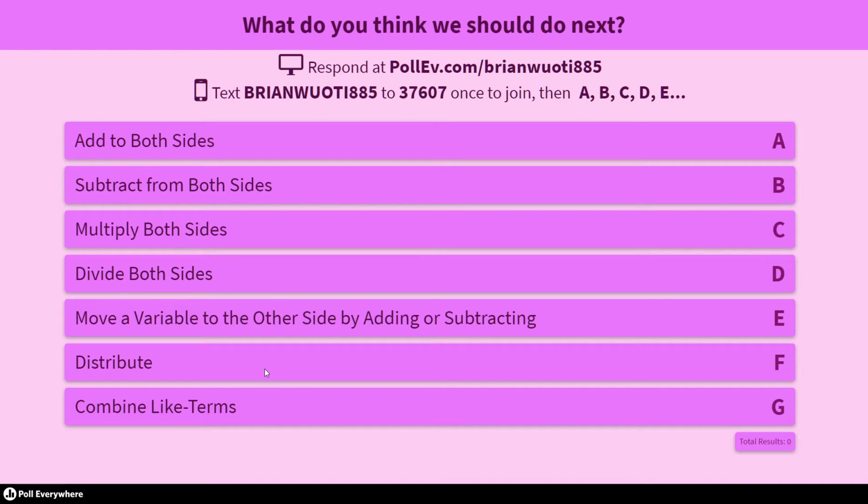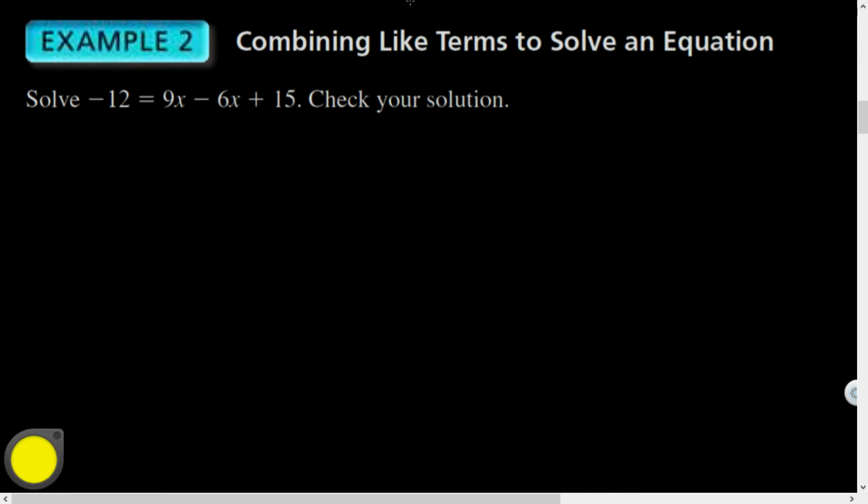Let's see, Devin, did you pick a result yet? What do you think? What should I do to both sides? Yeah, what's the first thing I should do to both sides here? There's arguably multiple approaches, but I'm going to be trying to teach you guys the way that's going to be simplest and surefire to get you there every time.